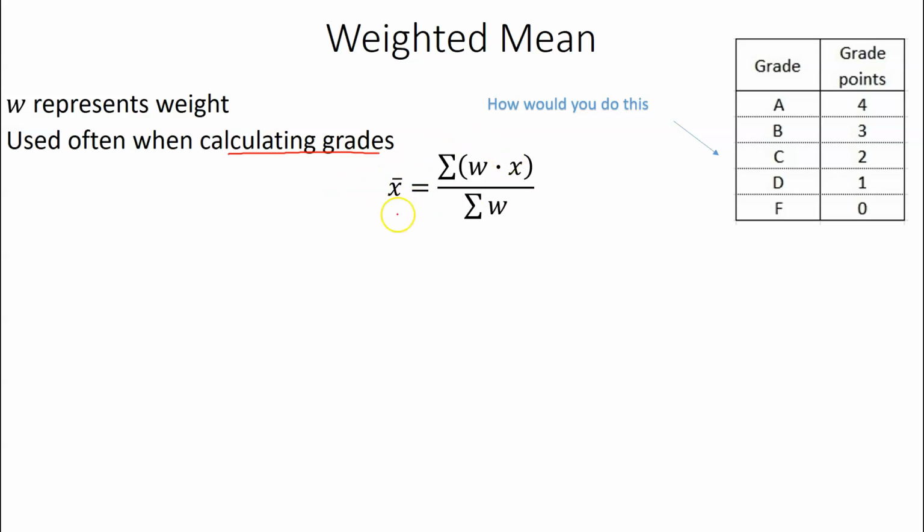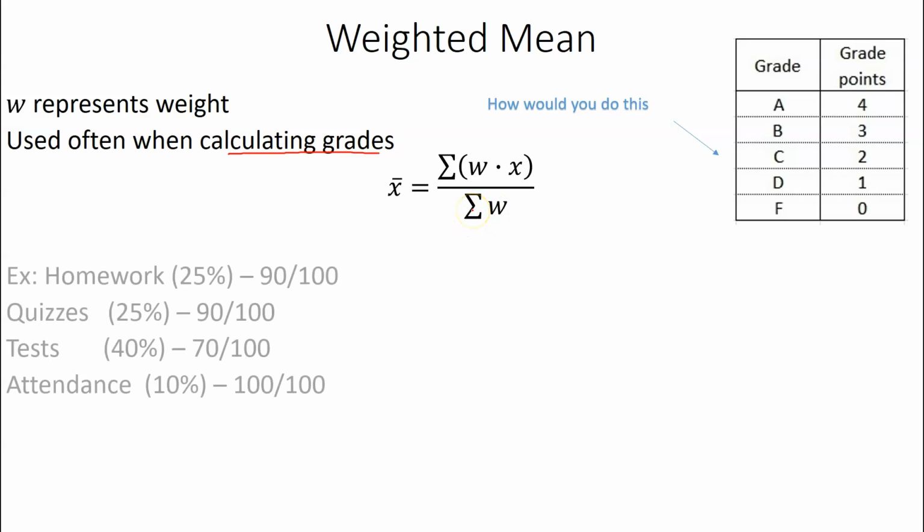And so what does the weighted mean? How do you actually calculate this out? Well, what you're going to do is take how much it's weighted, that percentage, times the value, and you're going to do that with all the possible values. You're going to add them up, and then you divide by all the weights. Okay, so let's take a look at an example here.